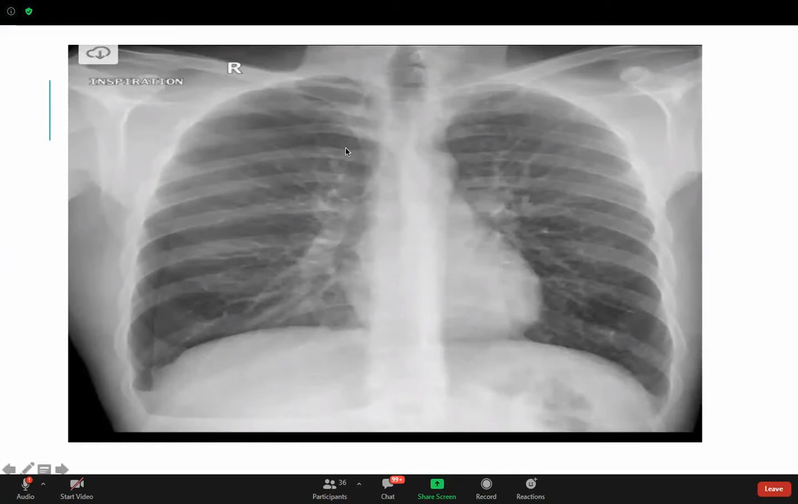Basically, you don't see lung tissue, and if you pay attention, you may be able to see an opaque line, a dividing line. Medial to it, you will see the lung tissue. Lateral to it, you will not be able to see lung tissue. Okay.